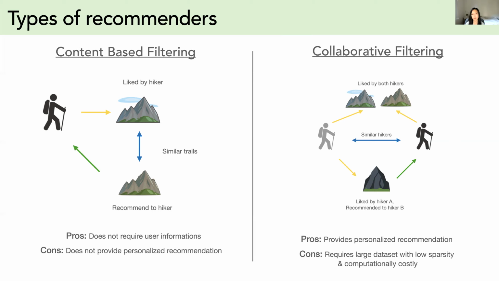The pro of content-based filtering is that it does not require user information, but it also does not provide a personalized recommendation. However, collaborative filtering does provide personalized recommendation, but does require a large data set with low sparsity. It can be computationally costly.